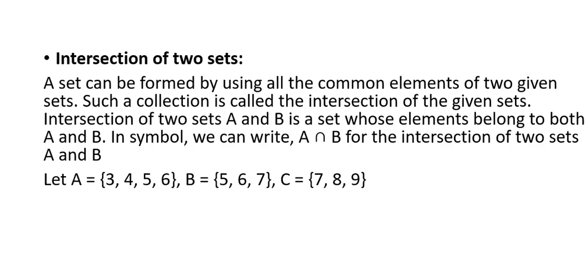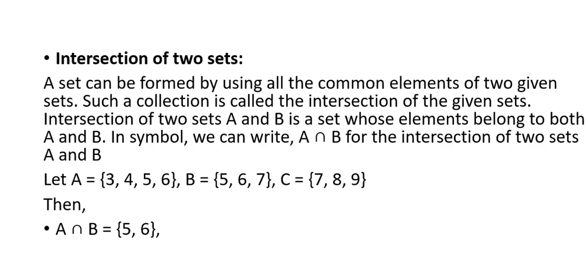We have set A, which has elements 3, 4, 5 and 6. We have set B, which has elements 5, 6, 7. We have set C, which has elements 7, 8 and 9. So if someone asks me what will be the intersection of A and B, as we can see out here, the common elements present in sets A and B are 5 and 6. So according to the intersection operator, we are only going to make a set of the common elements. The common elements in these two sets are 5 and 6, and that is my answer.